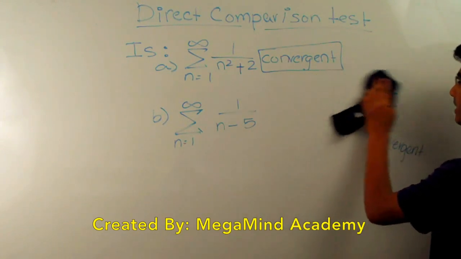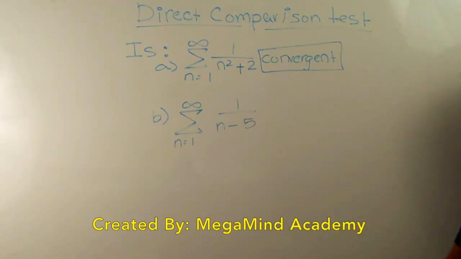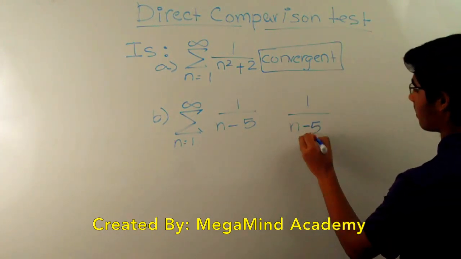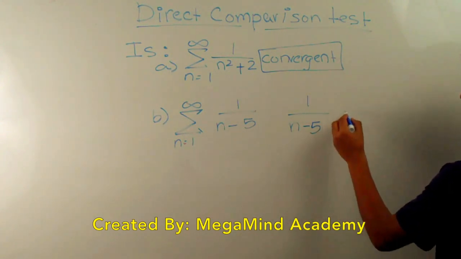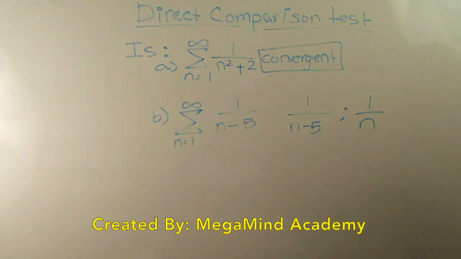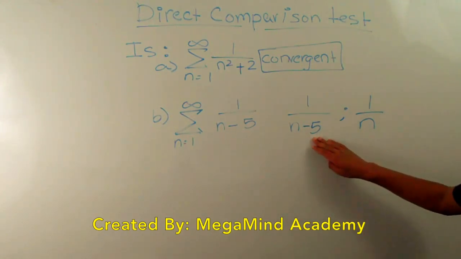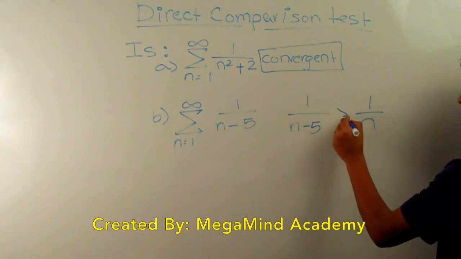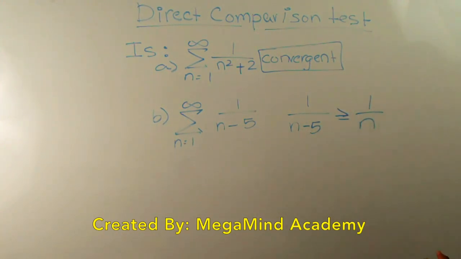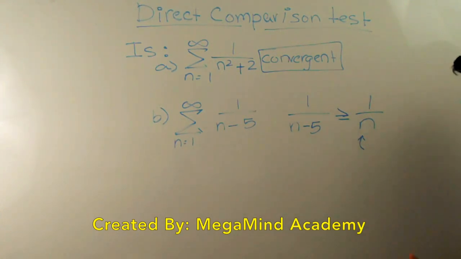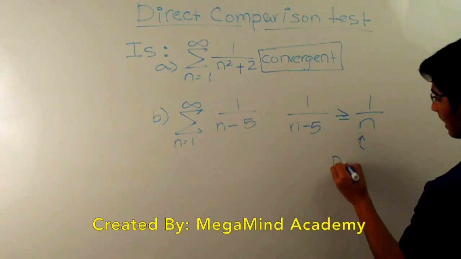So in problem B, let's figure out the function and the function that we want to make a direct comparison test to. So the function is 1 over n minus 5. The parent function would then be 1 over n. So 1 over n minus 5, because it has a smaller denominator, must be greater than 1 over n. Now we know that 1 over n is a divergent series because it's a harmonic series, and the harmonic series is divergent. So this is divergent.